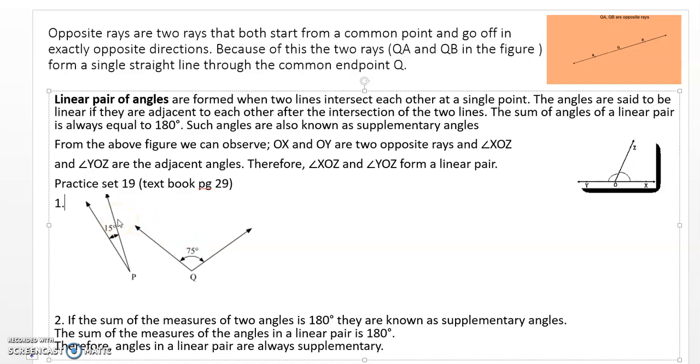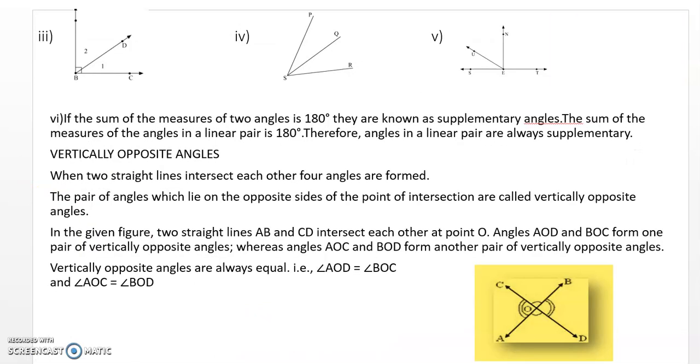Second one, angles in a linear pair which are not supplementary. It is not possible. See what I have written here. Angles in a linear pair are always supplementary. Why? Because the sum of the measures of the angles in a linear pair is 180. If the sum of the measures of two angles is 180, they are known as supplementary angles. Therefore angles in a linear pair are always supplementary angles.